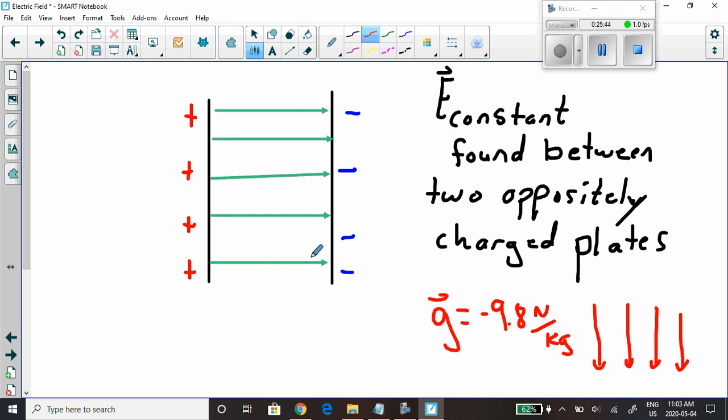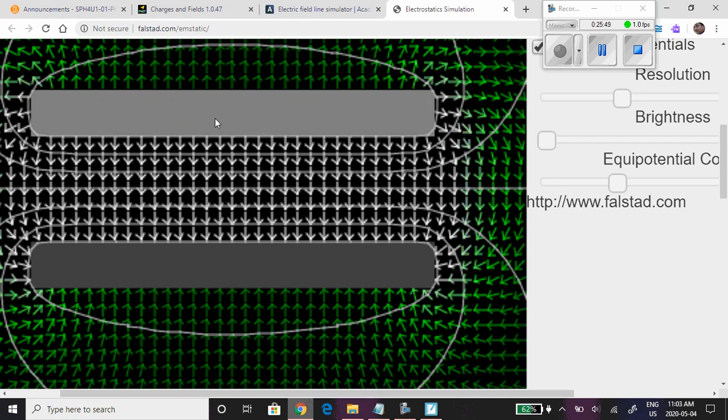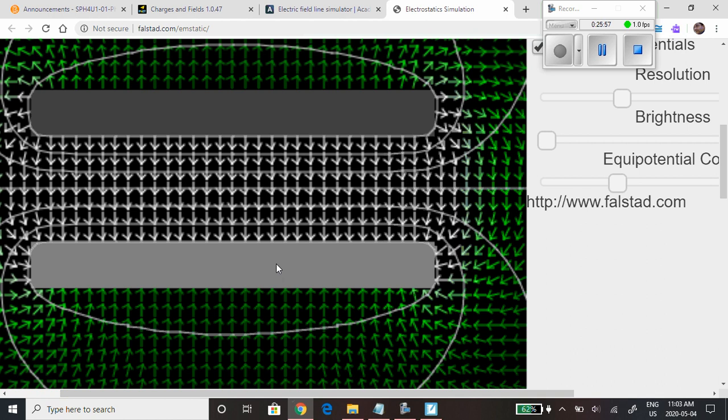And I think I have found, as I was toying around with that, yep, there it is. That's what it would look like. So right in here, we would have a constant electric field. One plate would be positively charged, the other plate would be negatively charged. So you can replicate a constant electric field to be like a constant gravitational field.